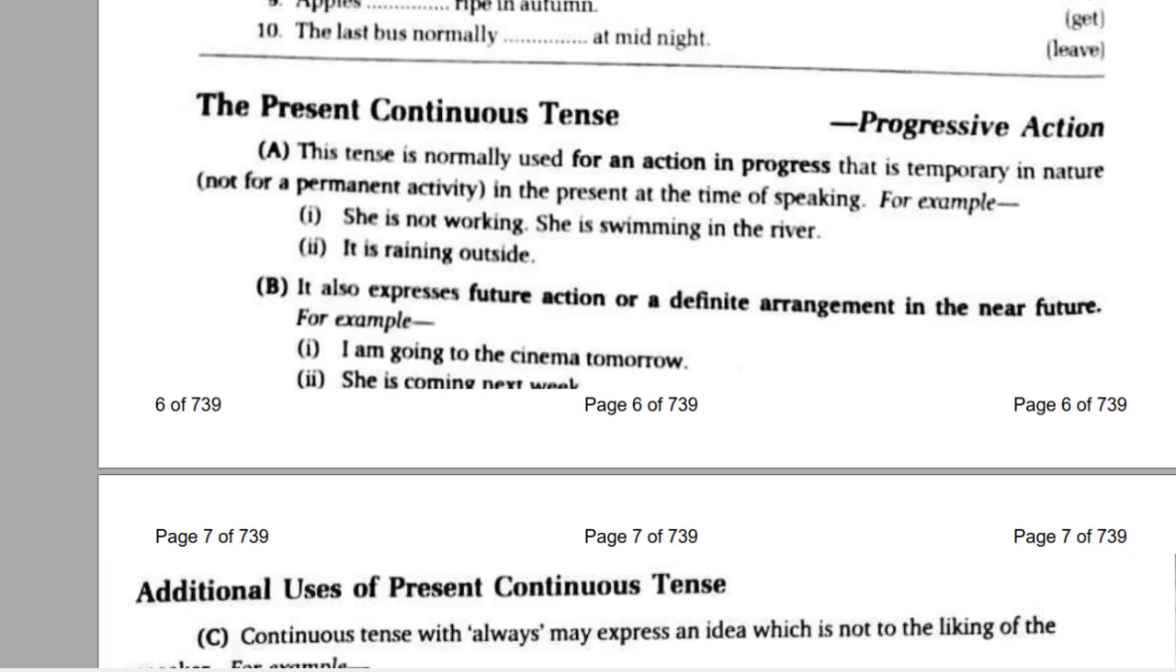Now let's talk about the present continuous tense. This tense is normally used for an action in progress, something that is already going on, that is temporary in nature, not a permanent activity, and that is present at the time of speaking. He is not working, he is swimming in the river. It's raining outside. So something is temporary, right? There's no possibility that it will be raining for the whole year.